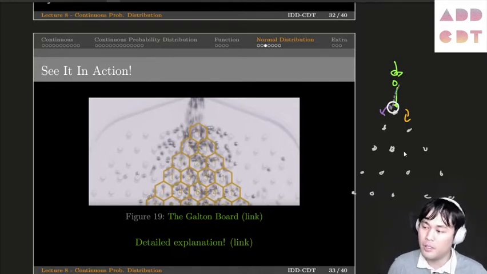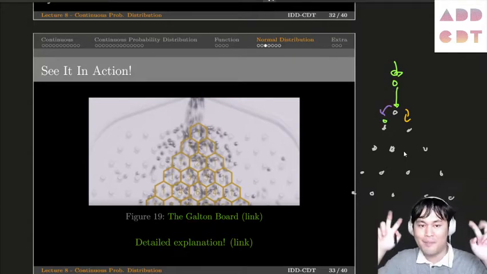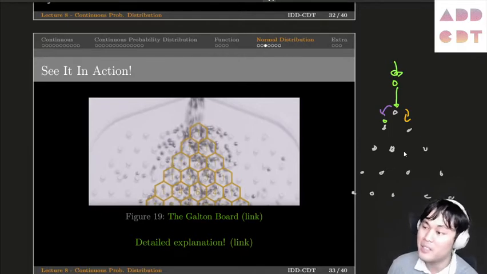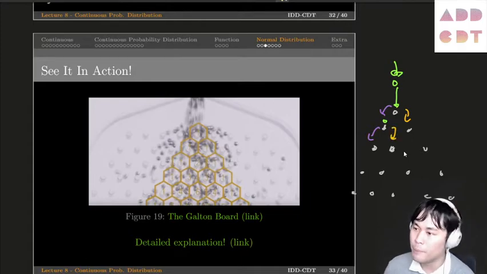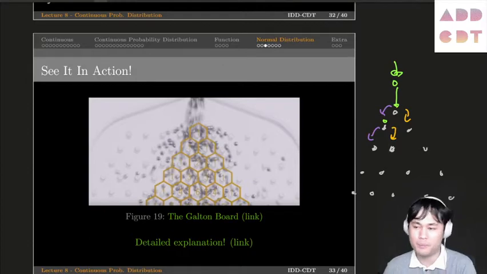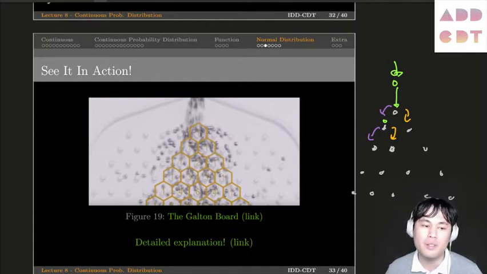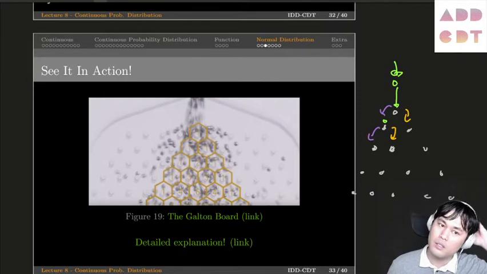Let's say this ball bounces to the left, then once it hits the next pole, it has to decide whether it wants to continue to the left or go back to the right. There are many factors that control how the ball behaves, like gravity, the materials of the balls, the size of the pole, whatever.